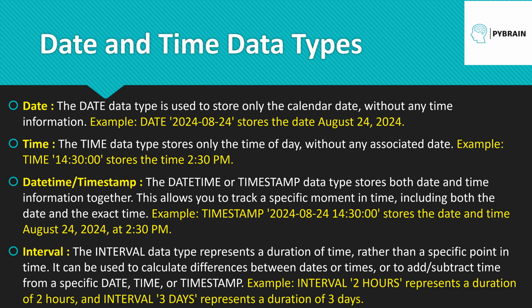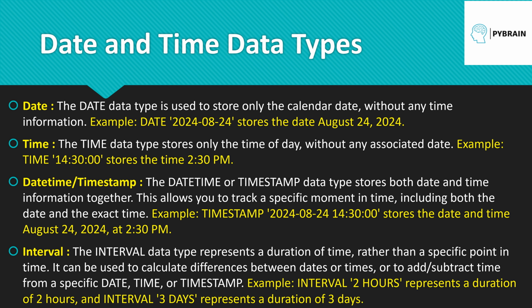For example, DATE 2024-August-24th captures August 24th, 2024. Next is the TIME type. This one stores just the time of day, excluding any date. So, TIME 1430 represents 2:30 p.m.